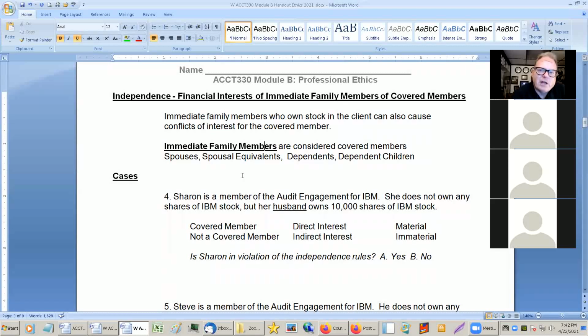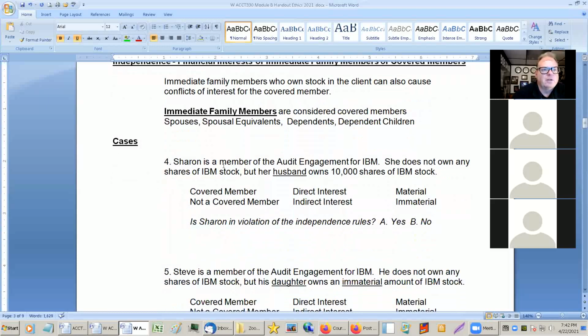The independent rules apply to them also. So, let's go through the cases. For the purposes of being a covered member, the idea is to close up a loophole.